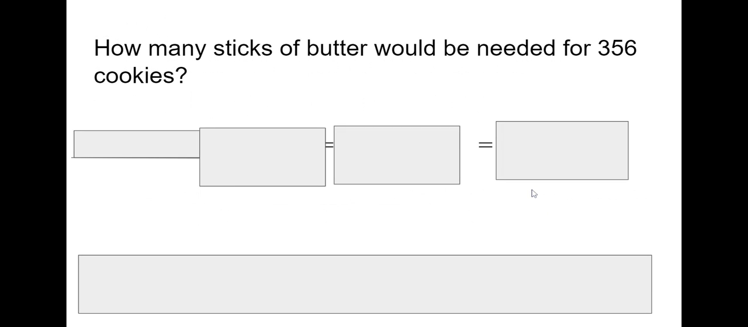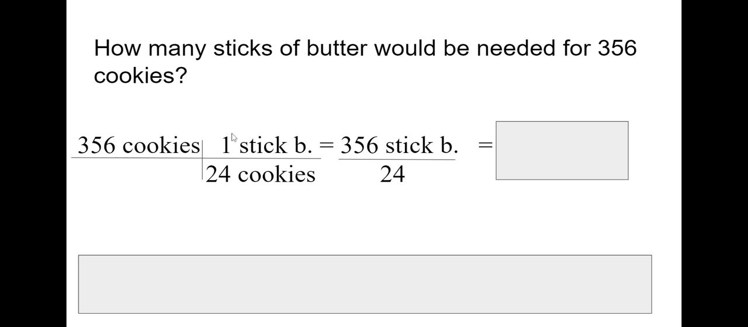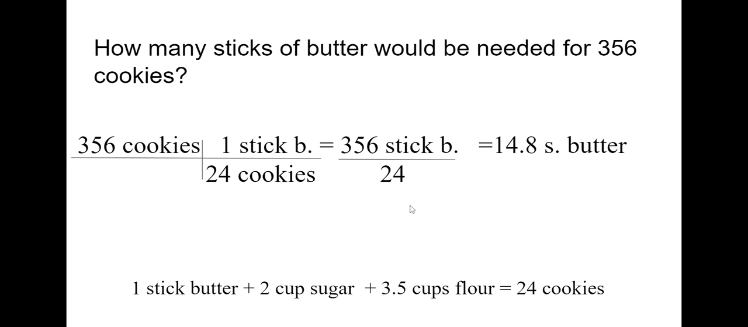Shouldn't eat my apple yet. Now, here's another one. How many sticks of butter would be needed for 356 cookies? Well, for every 1 stick of butter, I make 24 cookies. So that allows me to do my conversion and do my problem. Now, I didn't need to do the first step because I was already in the quantity that the equation is in. So now I would divide 356 by 24, and I'd get around 15 sticks of butter.